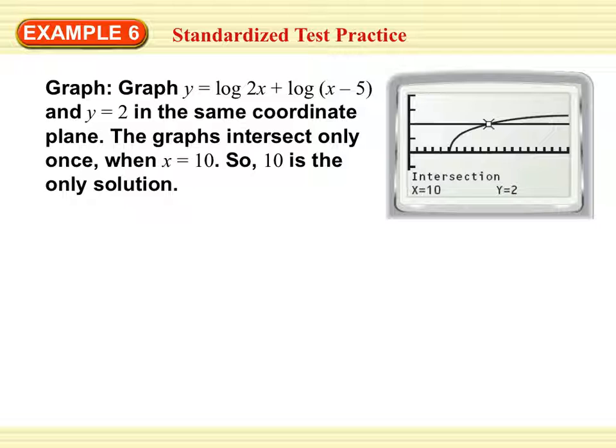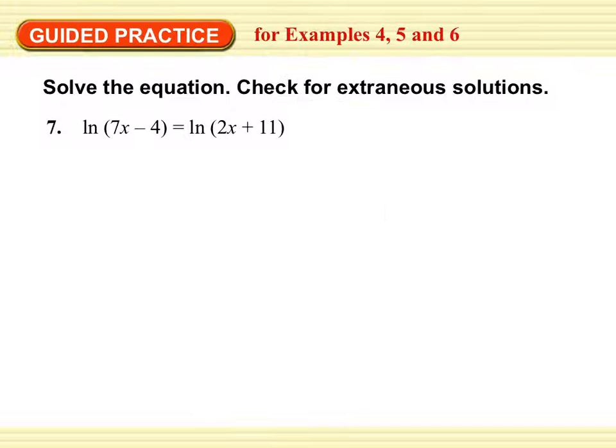Okay, we could also graph it to double check. So here's my original equation. And then I can graph y equals 2 in the same coordinate plane. The graphs intersect only once, which is when x equals 10. So 10 is the only solution. Cool? All right, let's try a practice. Solve the equation and check for extraneous solutions.